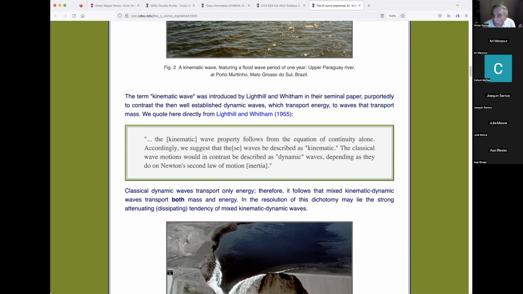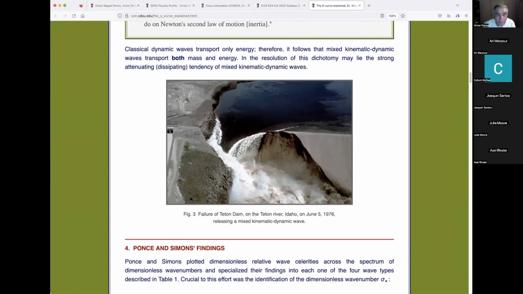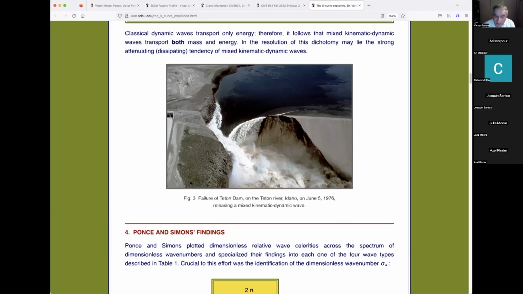That was well known until Danny Fred came around. Classical dynamic waves transport only energy, the energy of Lagrange, the waves of Lagrange. It follows that mixed kinematic dynamic waves transport both mass and energy, because the kinematic waves transport only mass, according to Leichhardt and Whittam. So in the resolution of this dichotomy, what the mixed kinematic dynamic waves transport is the strong attenuating tendency of mixed kinematic dynamic waves. They have a very strong attenuating tendency, and we'll get there.